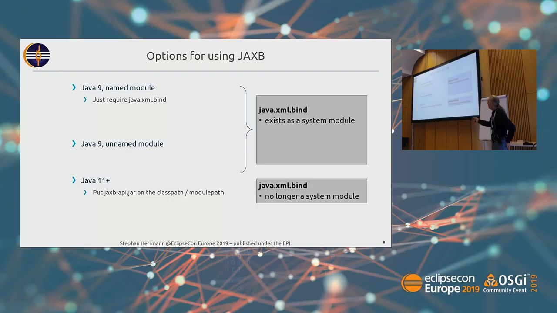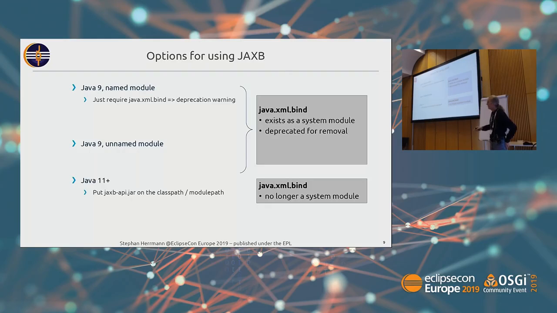In Java 9, we actually have to differentiate. Am I implementing an unnamed module or a named module? In a named module, I can still say requires Java XML bind, but you will get the deprecation warning, and you should really pay attention to this. So the module is still present in the JRE, but there is this warning associated to it.